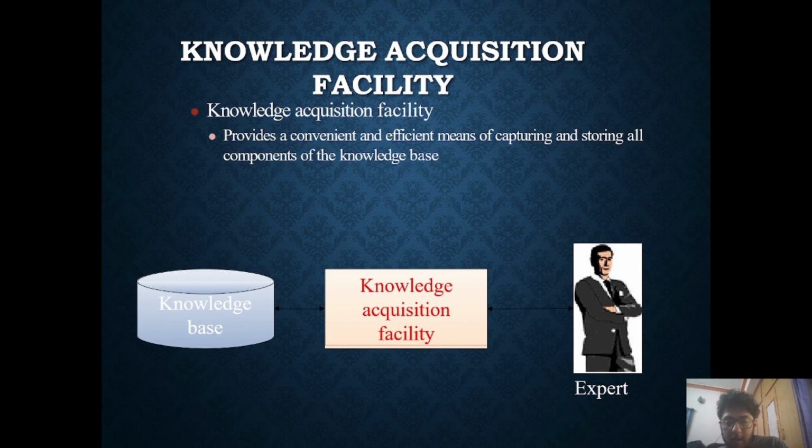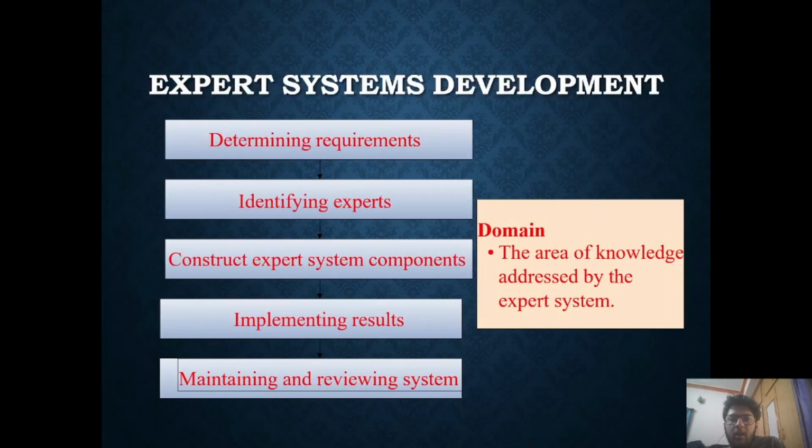So this basically has an expert who interacts with the knowledge acquisition facility, and it is appended or updated in the knowledge base based on previous and future inferences. So expert systems development has basically a few steps: determining the requirements, and then identifying the experts, that is, the particular domain that we tend to solve a problem towards, and also constructing expert system components, that is, the domain components that are required to actually train the complete system and have an efficient user base, and also implementing results and maintaining and reviewing the system.